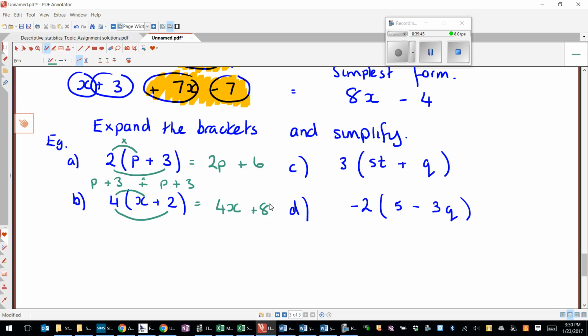Who would like to do C? Yeah, write it down. Anna. Easy as that, eh? Go on then, Christina, be careful. Is it negative 2? Remember, we're going to have negative 2. So we have negative 2 times 5. What's negative 2 times 5? Negative 10.